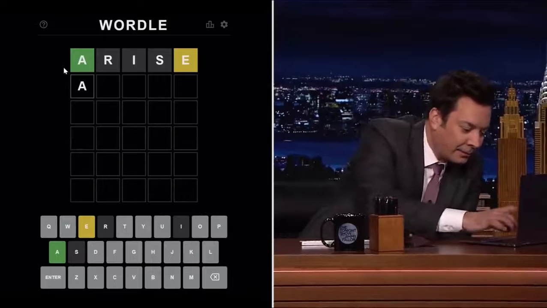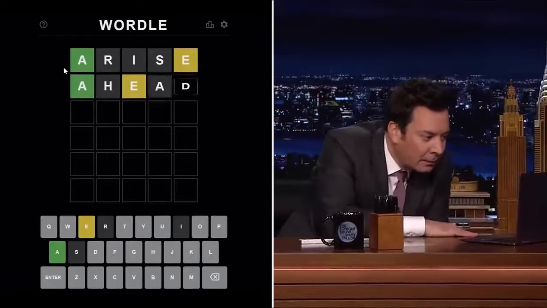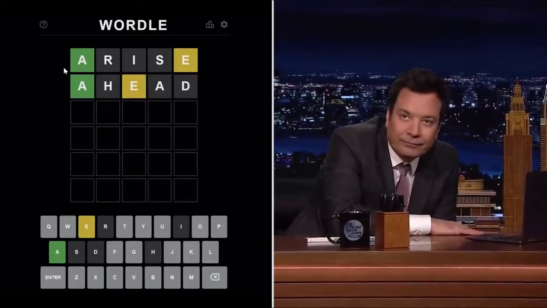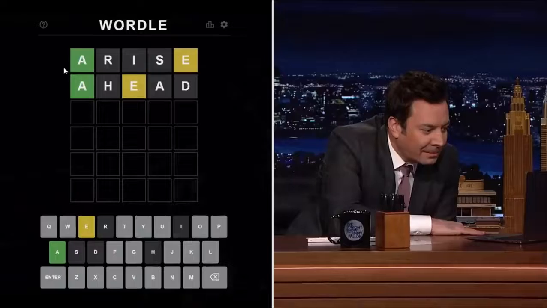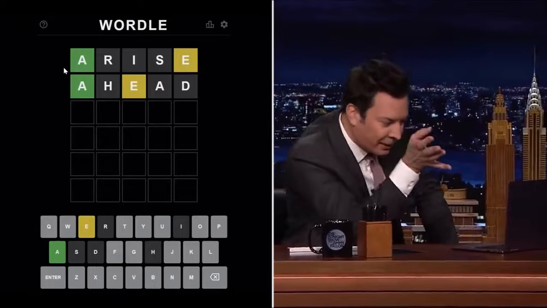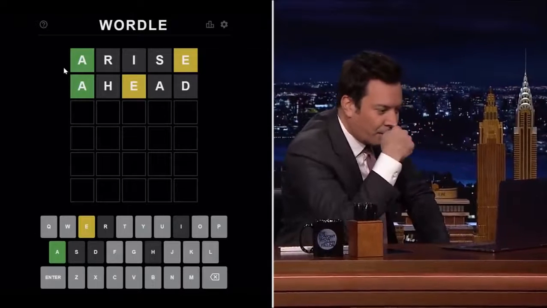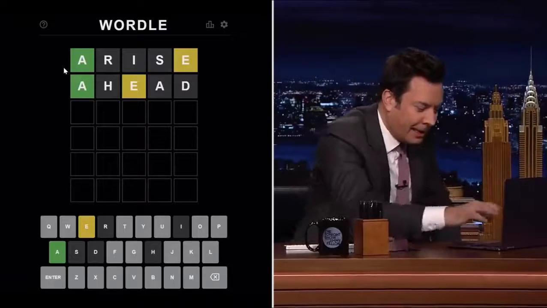Ahead. Let's try that. Ahead. Oi, oi, oi. Hmm. So the E is definitely the second to last letter. Yes, that's correct. It has to be. So with no R and no D in it? Wow, that's crazy. No D in there either.